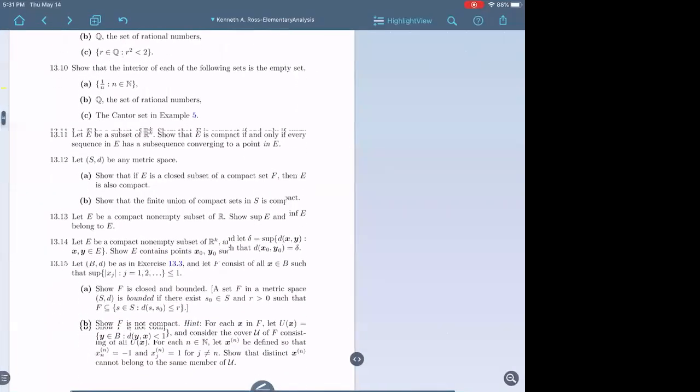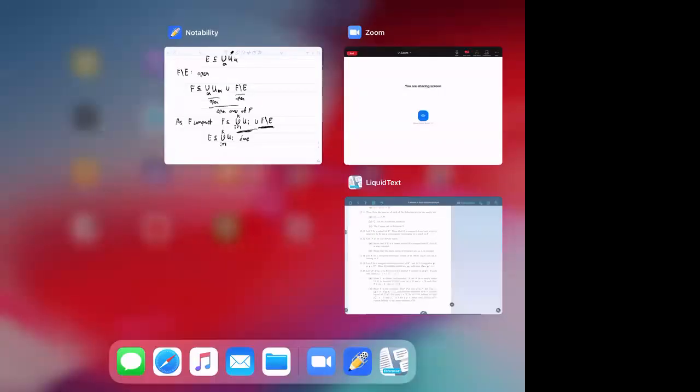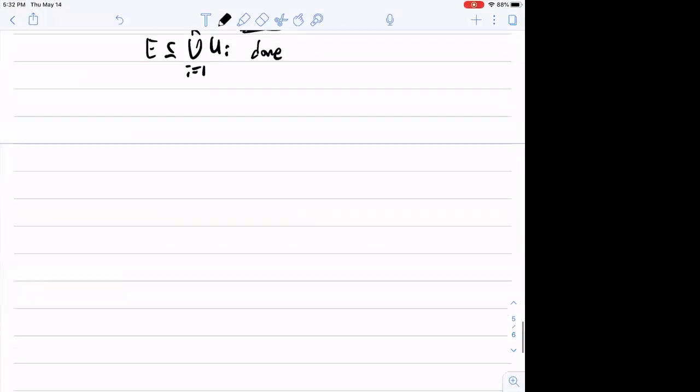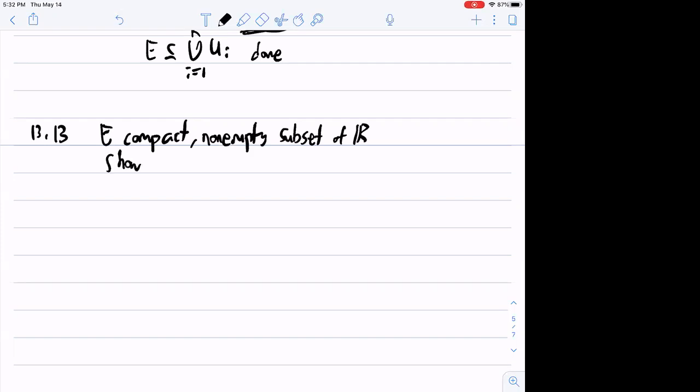So let's do more. I'm going to keep moving on. Let's do 13.3. E is a compact, non-empty subset of R. Show sup E and inf E belong to E.